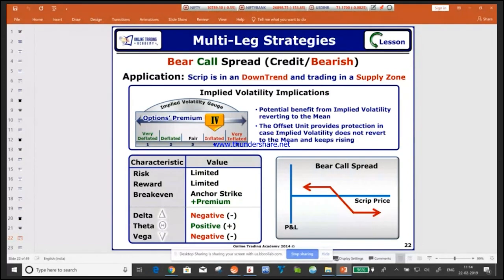Potential benefit from IV reverting to the mean. The offset unit provides protection in case the implied volatility does not revert to the mean and keeps rising. Risk limited, reward again limited. Break even is anchor strike plus premium. Why is break even anchor strike plus premium? Because we are using call options. Absolutely right. Why is delta negative?